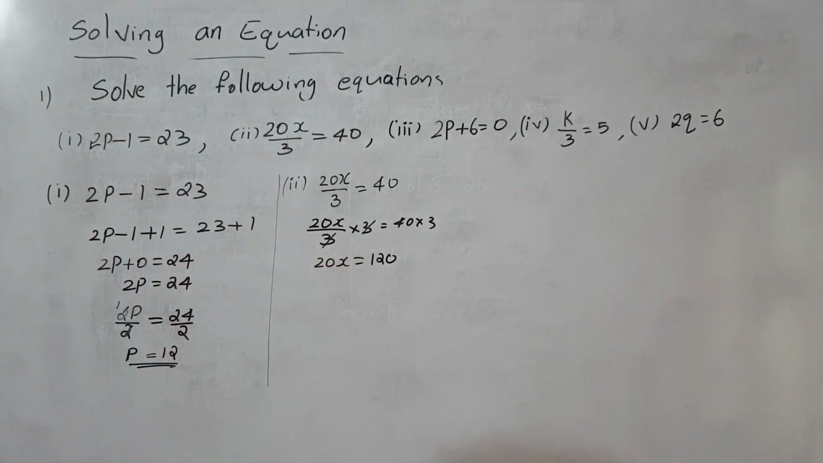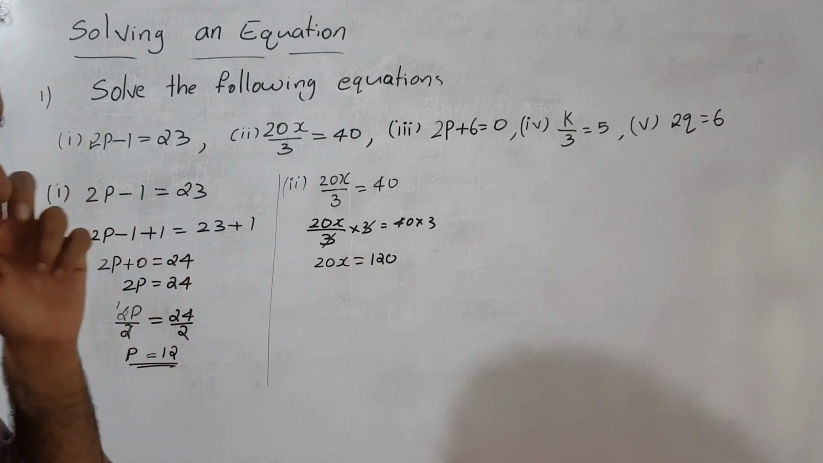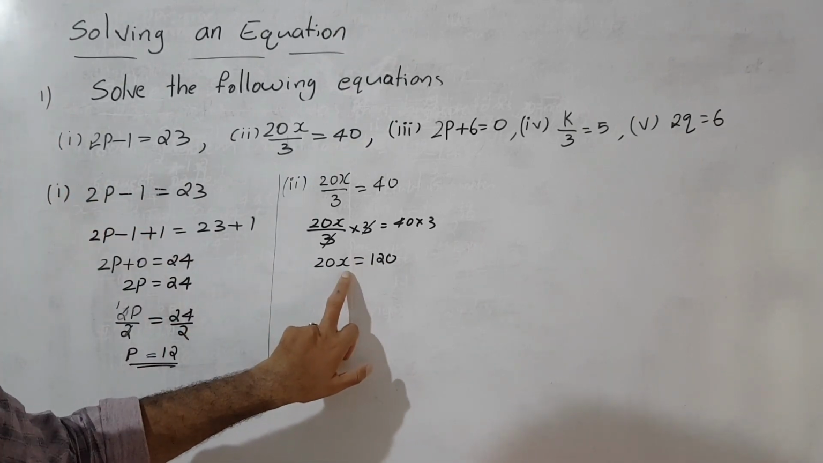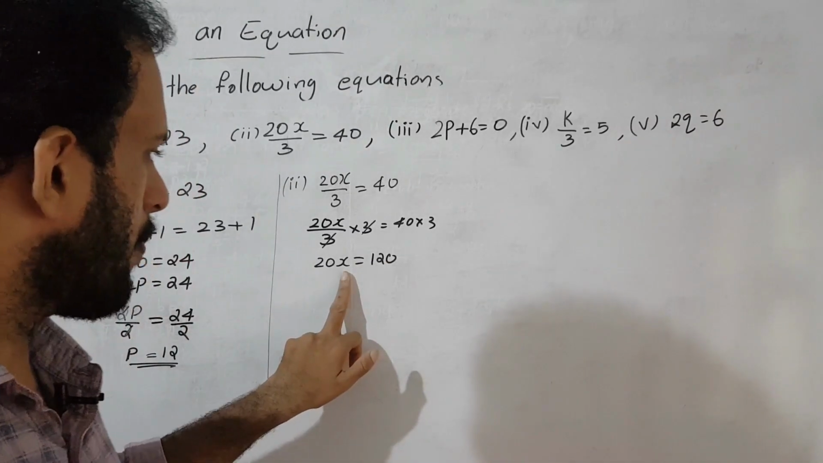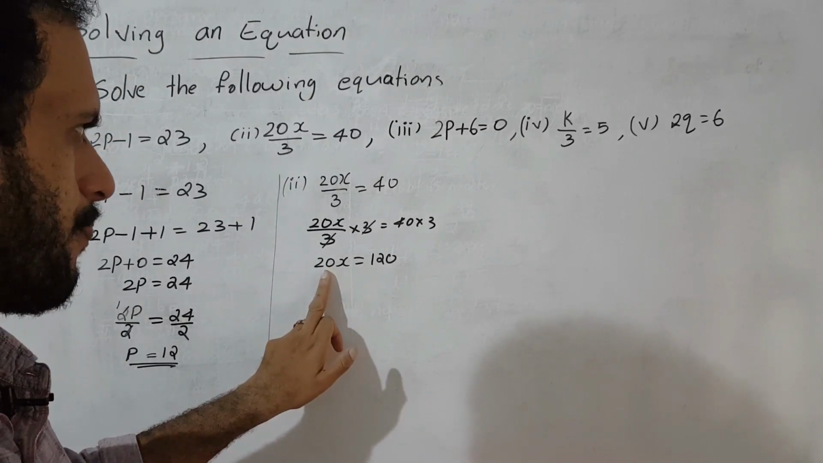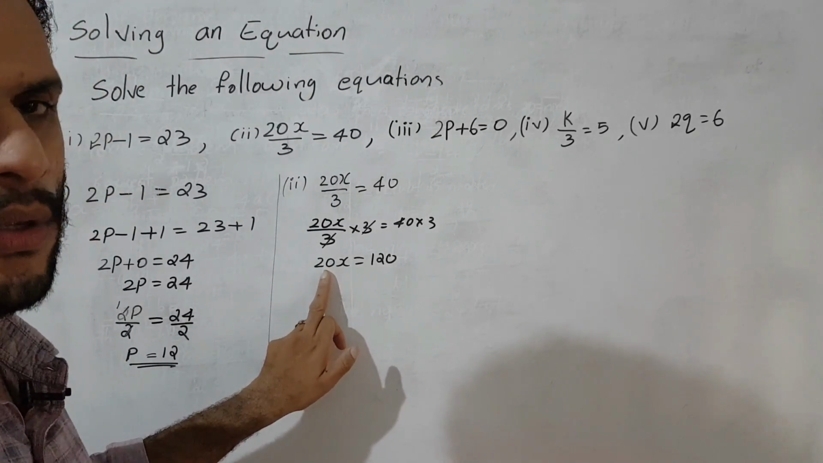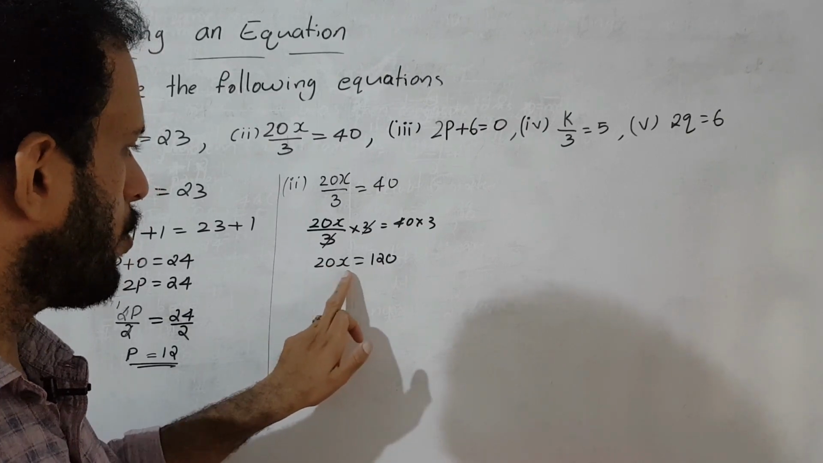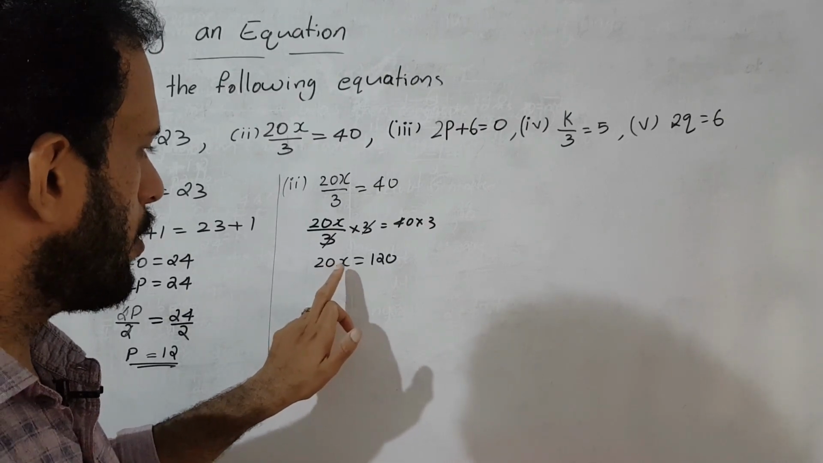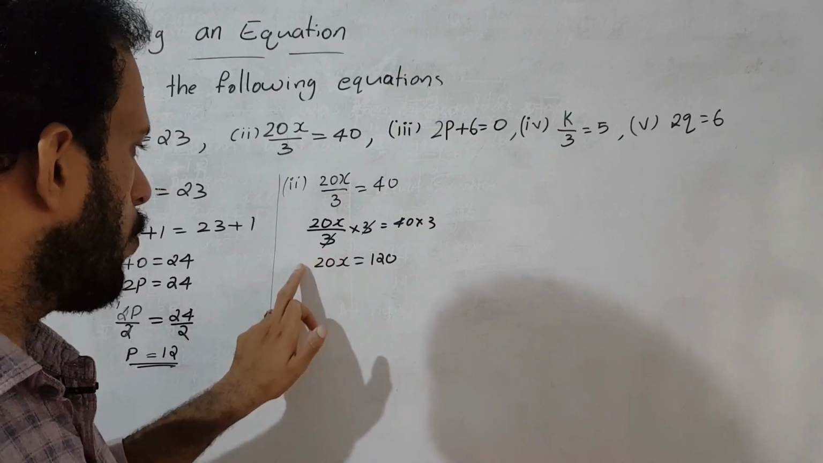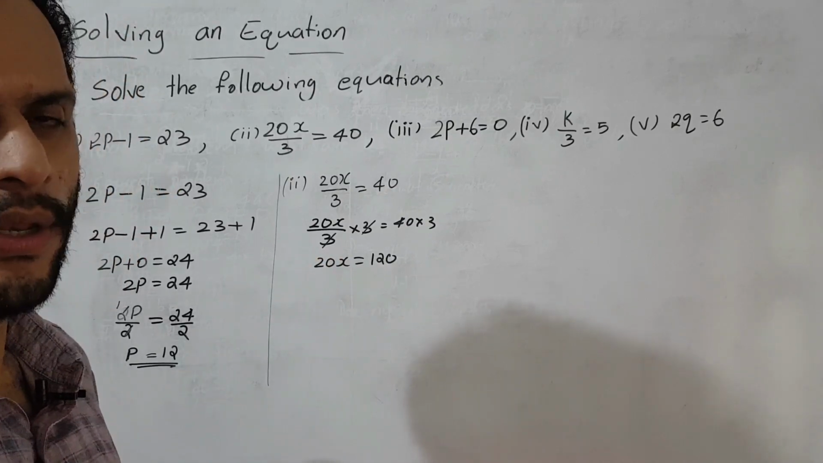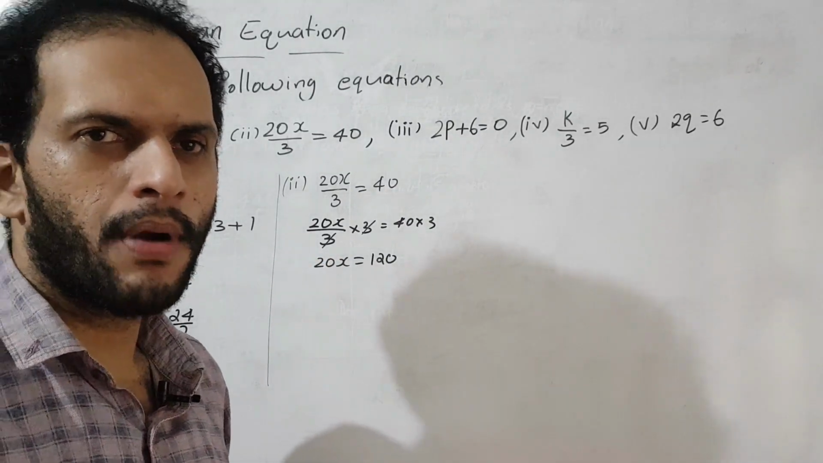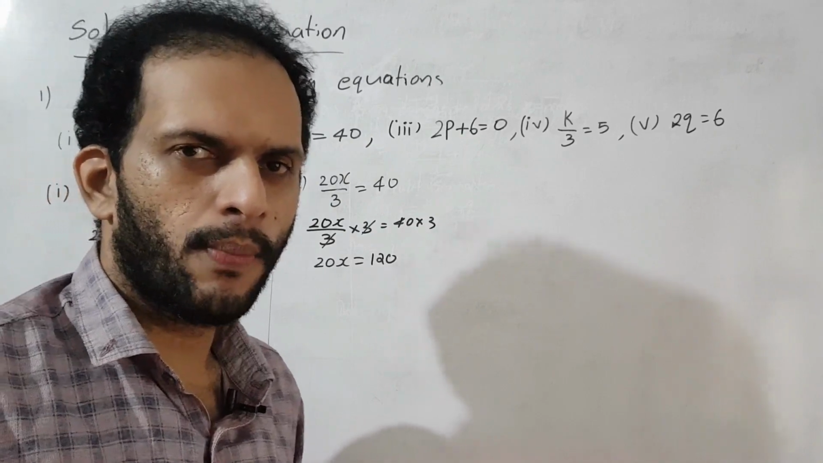Then next, what do we think? Now we have a number with the variable x. What is that? 20, correct? So what is next? We need to remove 20. What are we doing? 20 and x, multiplying 20 into x. So to remove 20, what do we do? We do the opposite operation of multiplication. What is the opposite operation?